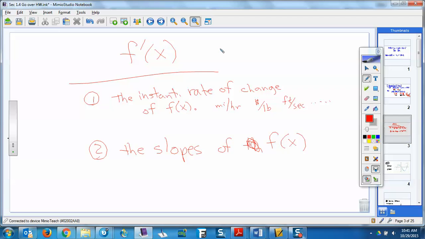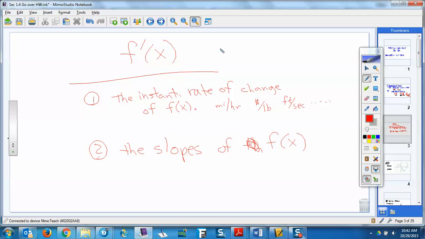The days are getting shorter as far as daylight hours. They're changing each day, a little less. So that's daylight hours per day would be our units, for example, on number 41, which we'll talk about in a little bit. So rate of change can have different types of units.